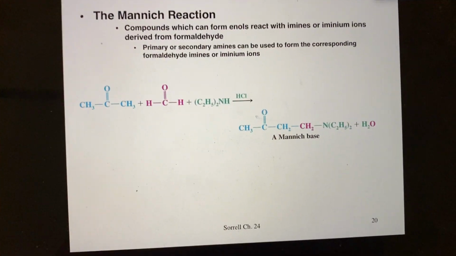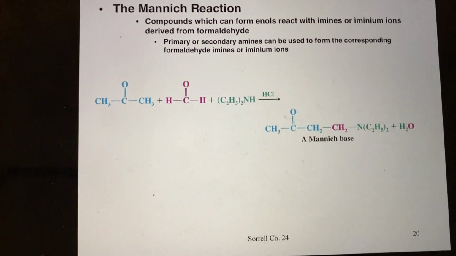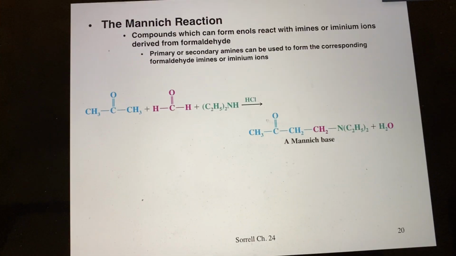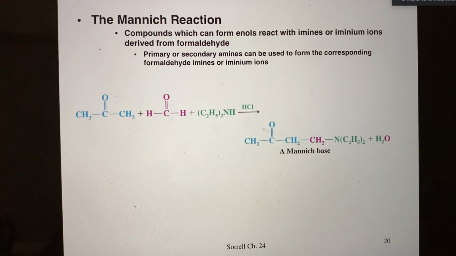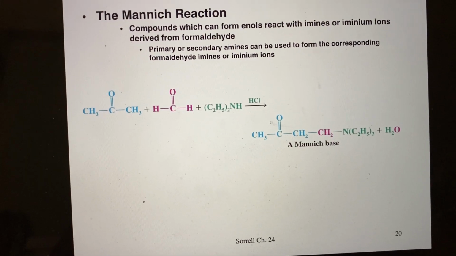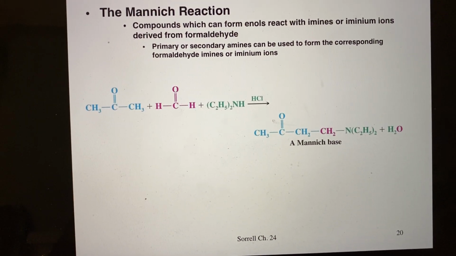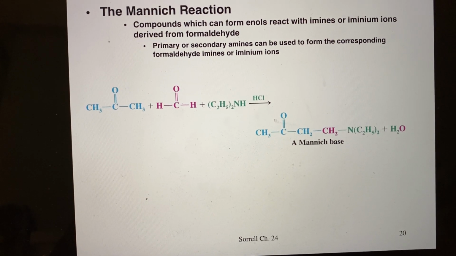Where I placed it is different from your textbook. Your textbook places it, I want to say, within the first 5 pages of that chapter, if not the first 4. And the reason it's placed there in the context of what Sorrell does in chapter 24 is that it's an example of a method of making alpha, beta, unsaturated systems.